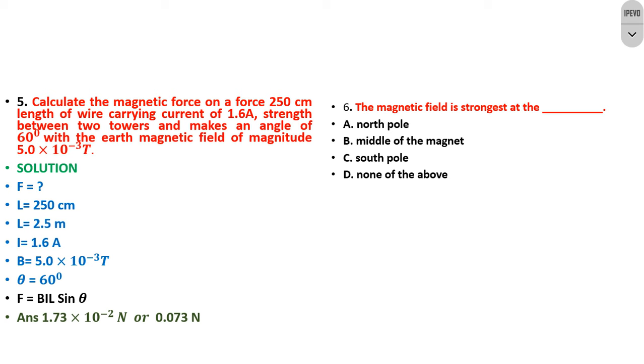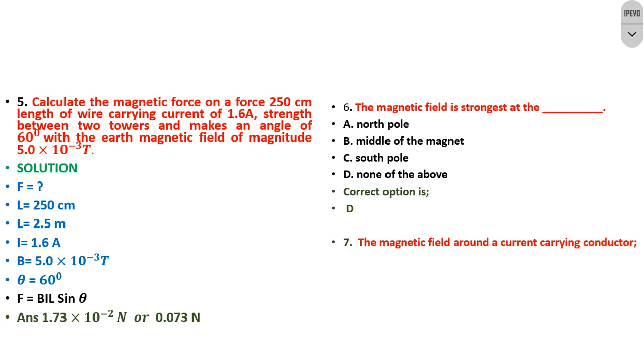If we are considering the magnetic field, it is usually strongest at the poles, either the North Pole or the South Pole, the two, the North Pole and the South Pole, and not just the North Pole alone or the South Pole alone or at the middle. So the correct option is D.